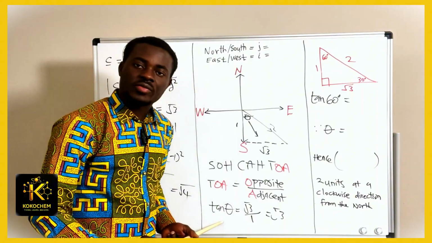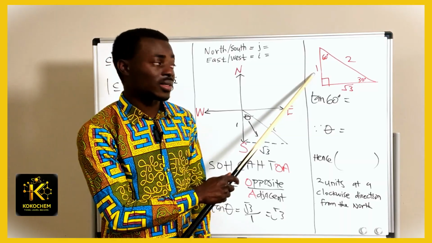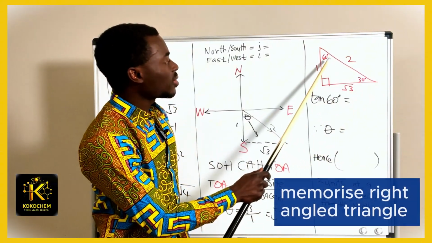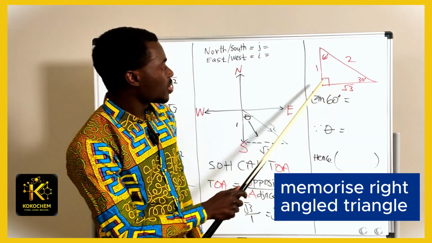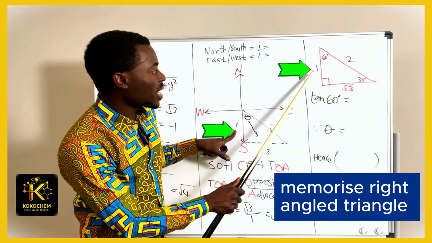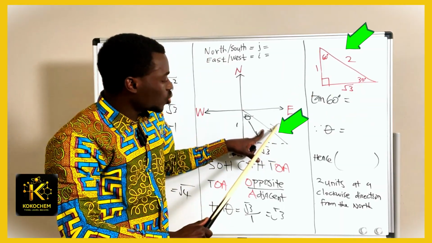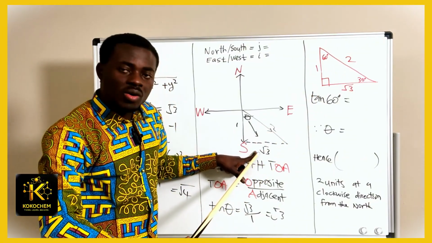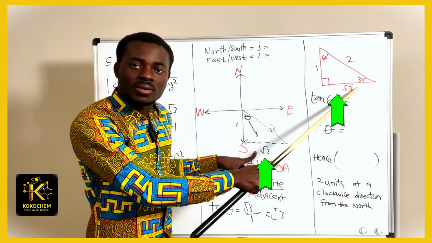But we still need to solve for theta, so we use the special right angle triangle. Draw the triangle with angles 60 degrees and 30 degrees and the right angle of 90. On the vertical axis the side is 1, the hypotenuse is 2, and along the horizontal axis the side is root 3.